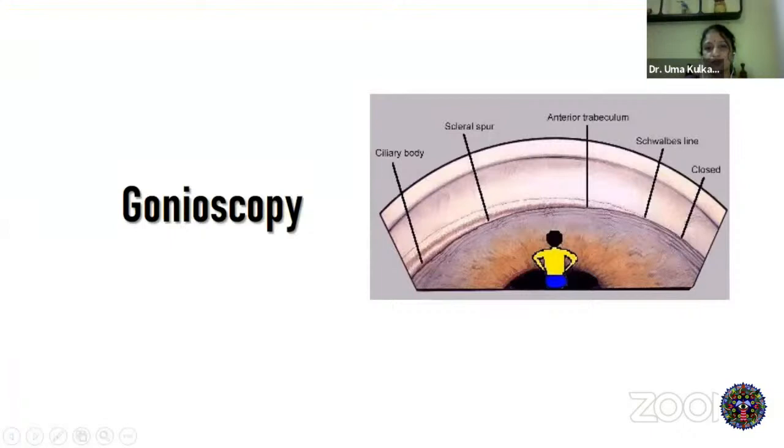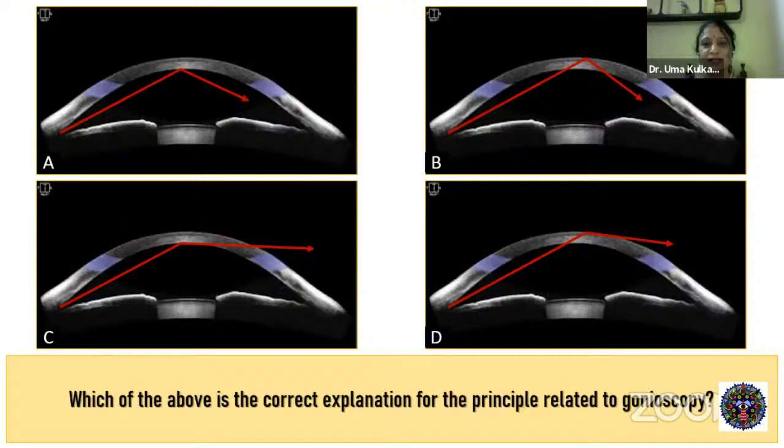Quickly, we go through gonioscopy. Very quickly, and I want the PGs on the panel to help me out with the answers. So there are 4 images over here. This is an OCT scan I have chosen for this. There's a red light which is coming out of the angle of the anterior chamber. It is coming back into the eye in two of the images here, and here it's going out of the eye in some other direction. Which of the above is the correct explanation for the principle related to gonioscopy? Is it A, B, C, or D?